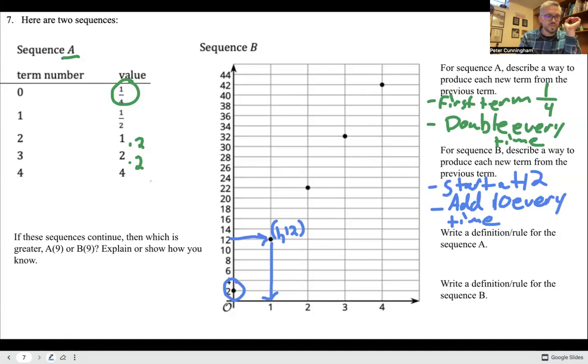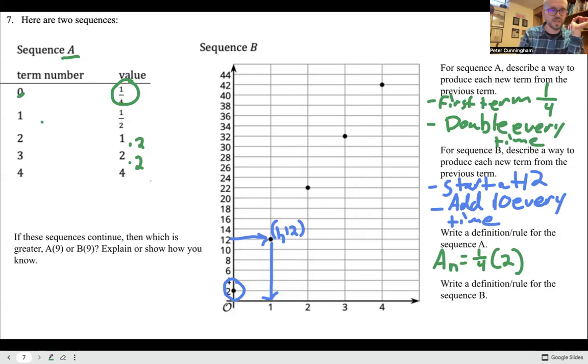All right, so sequence A, we've got a first term of 1/4. So how would I write that? The definition rule would be if n equals 1/4. Our rate was 2. We doubled, so we need to have 2. We need to go to the power, term number 0.